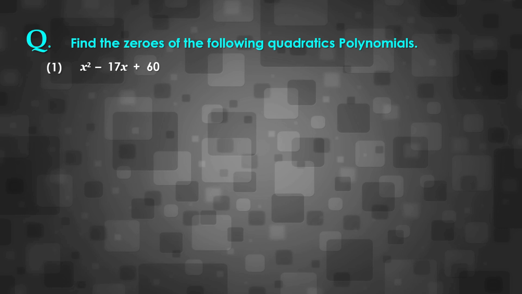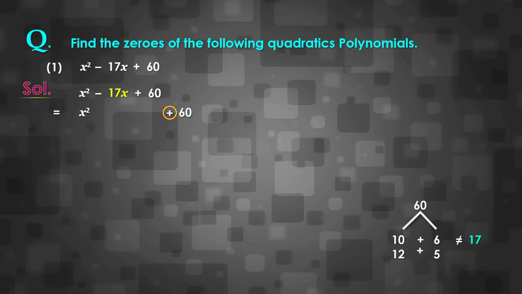Now let us find the zeros of the quadratic polynomial x squared minus 17x plus 60. First, we look for two numbers whose product is plus 60 and whose sum is minus 17. The numbers are minus 12 and minus 5. Now we split the middle term minus 17x into minus 12x minus 5x.